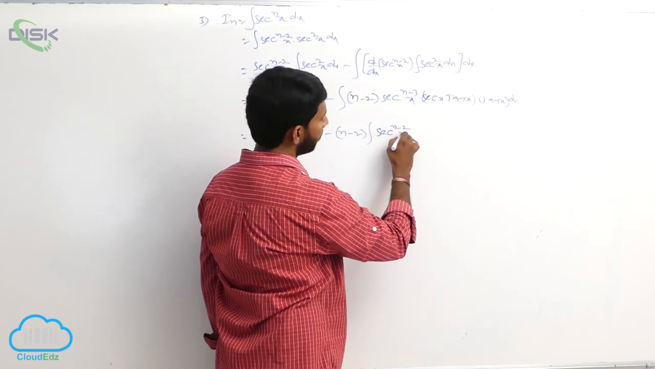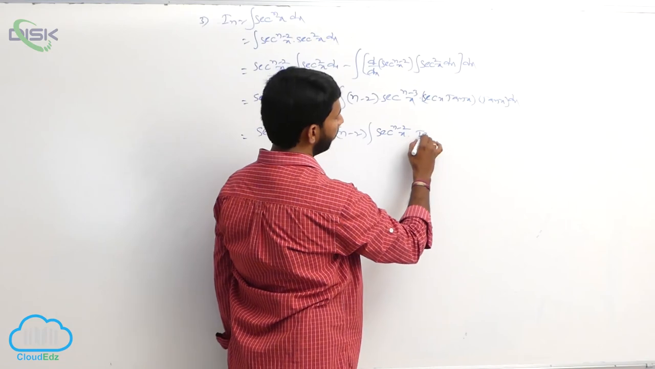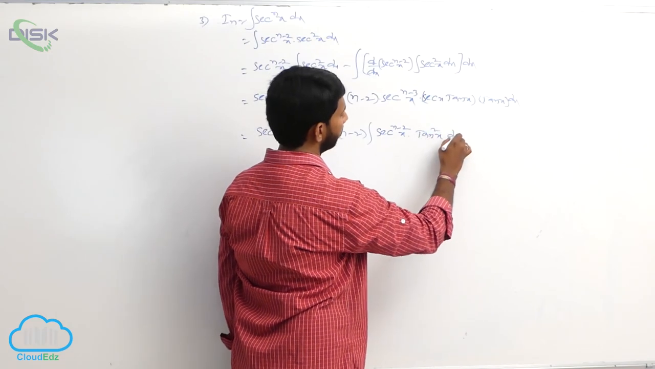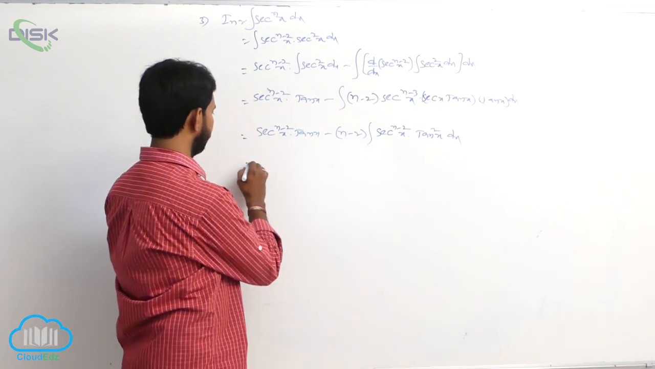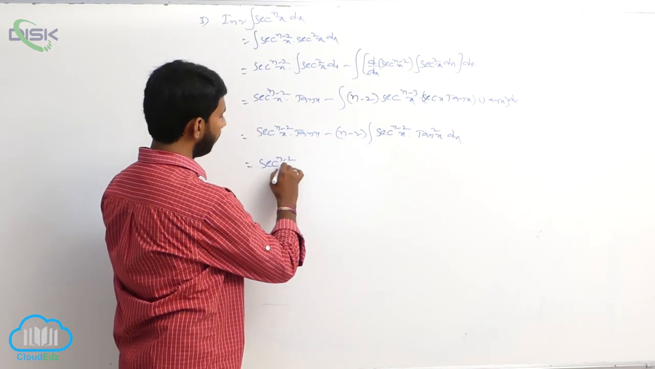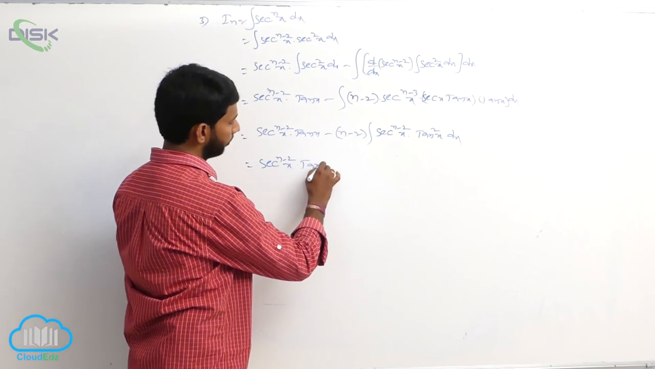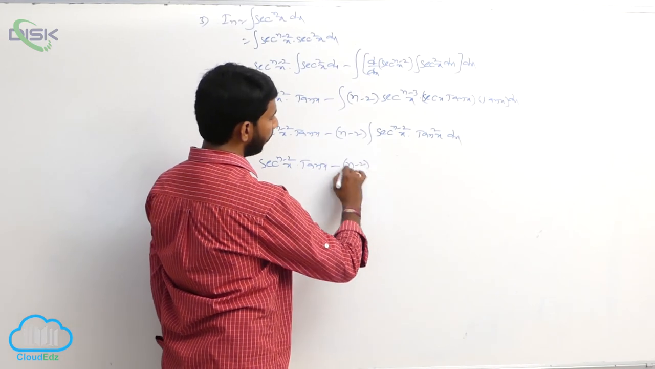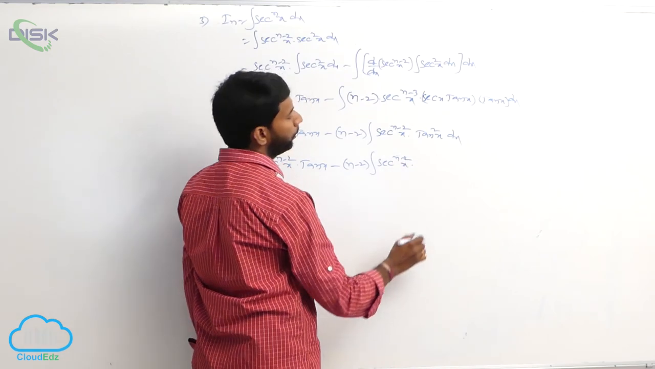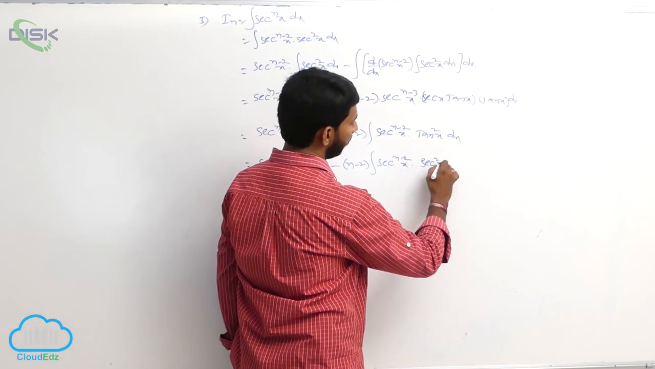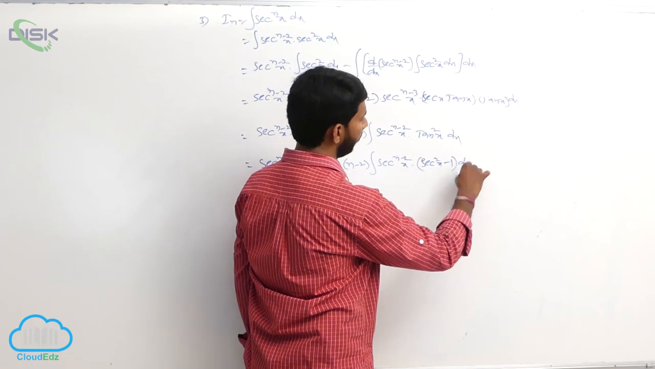Secant power n minus 2x, here tan into tan, tan square x dx. Tan square x can be converted into secant square x minus 1. That is secant power n minus 2x into tan x minus of n minus 2 integral of secant power n minus 2x into secant square x minus 1 dx.